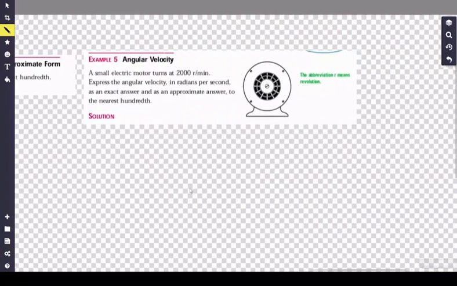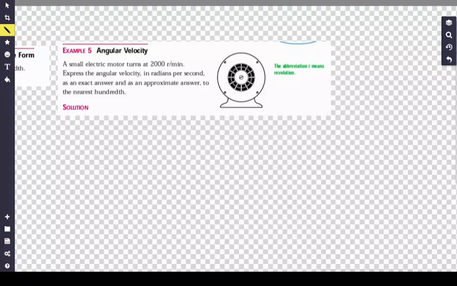Wow, it keeps on showing up in the middle because it's so excited that we're going to do this problem. This question actually uses revolutions, which I talked about a little earlier. So a small electric motor turns at 2,000 revolutions per minute. Express the angular velocity in radians per second.